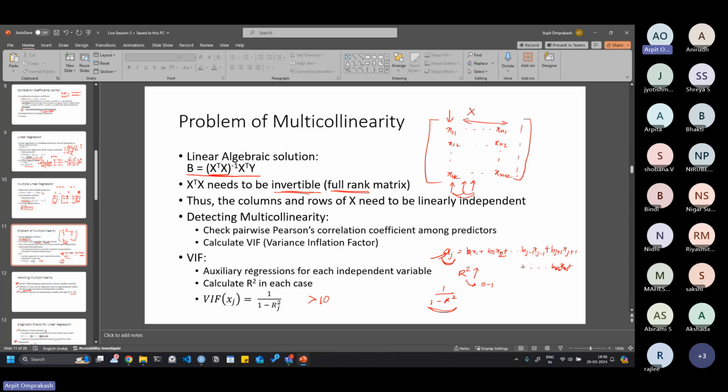Variance inflation factor basically carries out auxiliary regression for each independent variable. By removing one variable and making it the response, it carries out regression. It carries it out for all the different independent variables and then calculates the R square in each case. And VIF is defined as 1 by 1 minus R square. So if the VIF is greater than 10, then you should leave out a predictor from your data set.